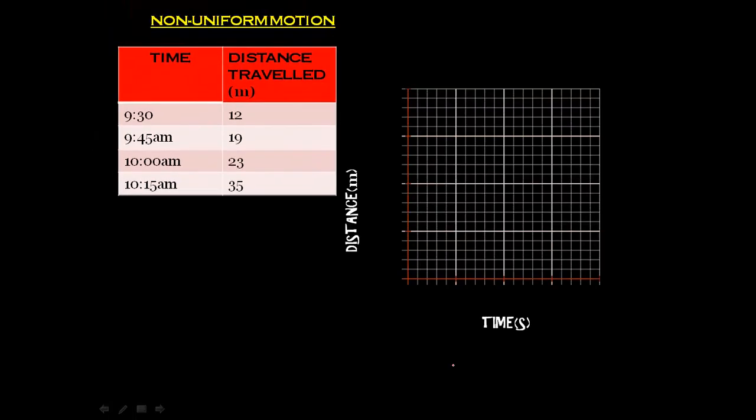Now, we will plot a graph of non-uniform motion also. This is the table and this is the graph, and again we have taken distance along y-axis and time along x-axis. Now, the person travels 12 meters at 9:30 am, then another 7 meters at 9:45 am, then a total of 23 meters at 10 am, then total of 35 meters at 10:15 am.